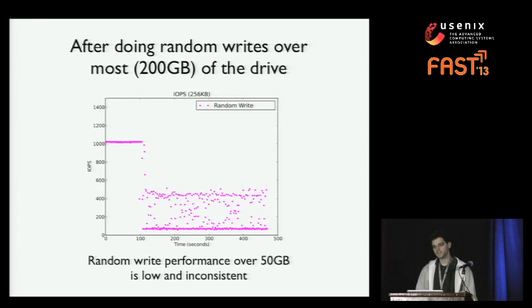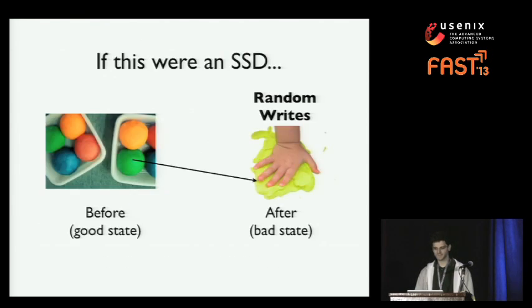But as soon as you start doing writes over larger parts of the drive, your throughput will go down, your latency is going to go up, and you're not going to have consistent performance. And that, to a large degree, is because of the garbage collection that is happening in the background, which leads to internal fragmentation. If you'd like to visualize this in a different way, you can think of your SSD as this green ball on the left, and after you do writes, it becomes like the thing on the right.